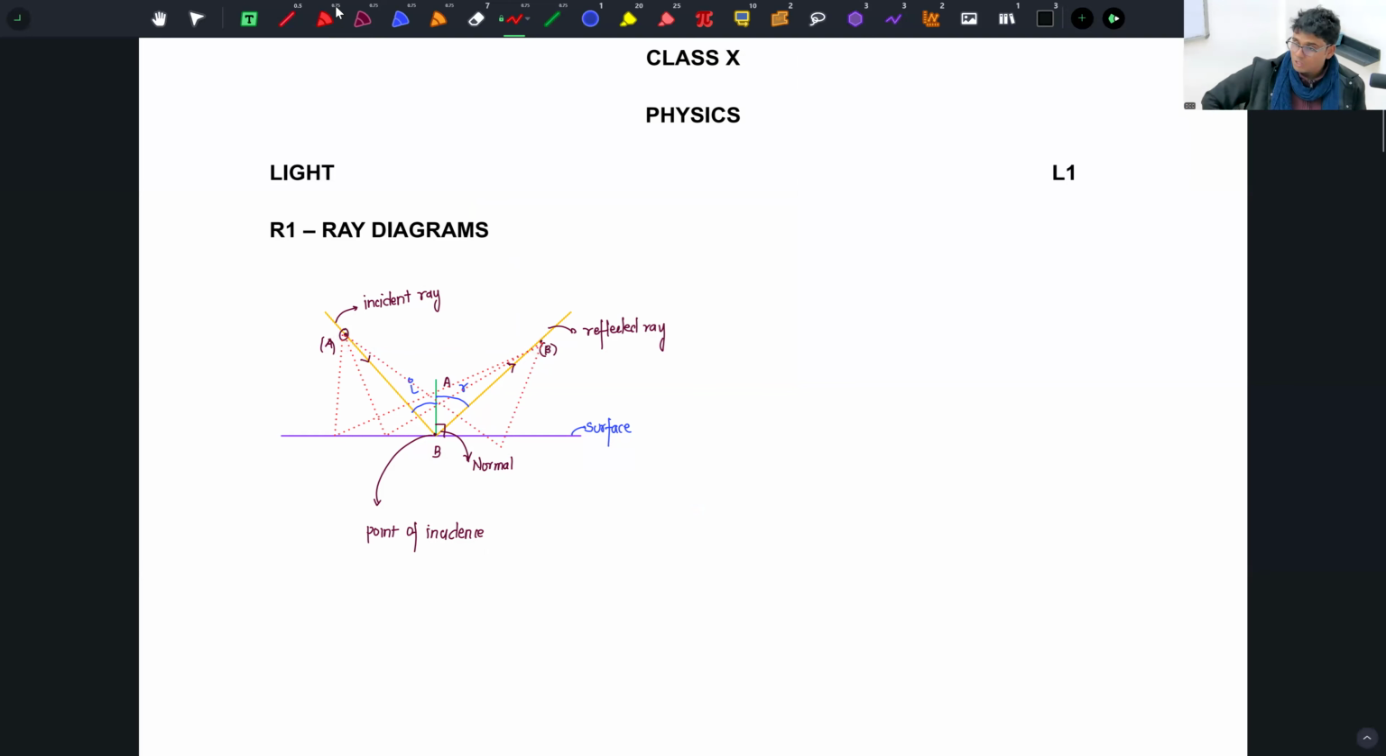Now you can also have this as an alternative path from A to B. Right? Turns out that of all these paths, the minimum time is on the path in which angle of incidence is equal to angle of reflection. And that is the reason light takes this path.